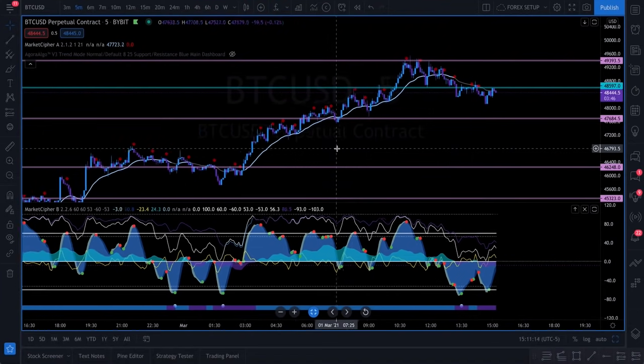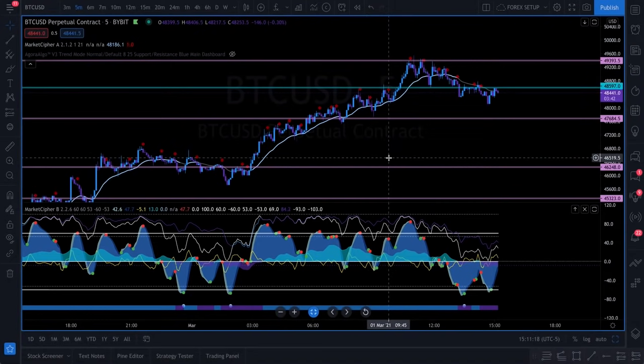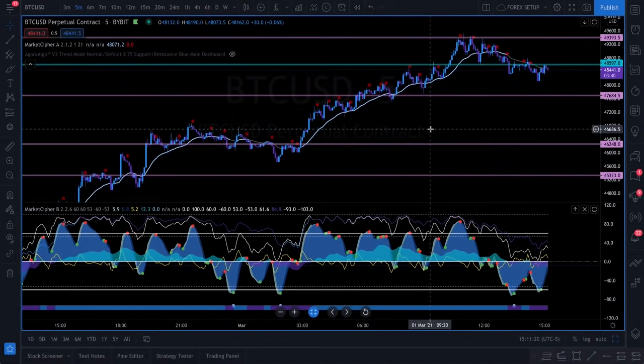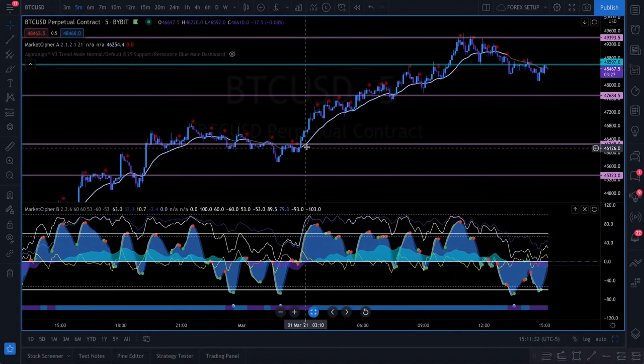Okay, now, this is where things get really good, guys. This is where things get really good. When we are looking at our 5-minute chart or the lowest time frame you want to trade on, we are going to be looking at 3 different things primarily. Market Cipher B, our support and resistance levels, and Market Cipher A.